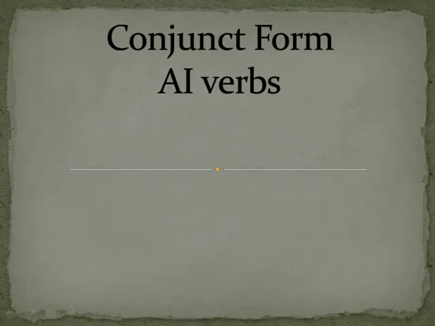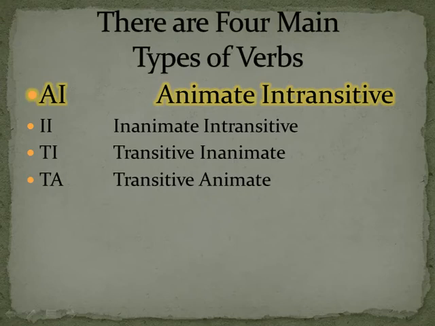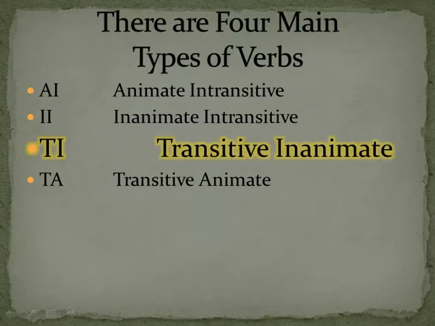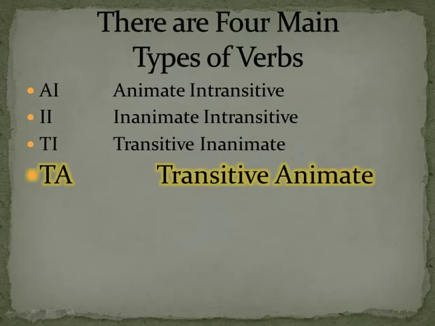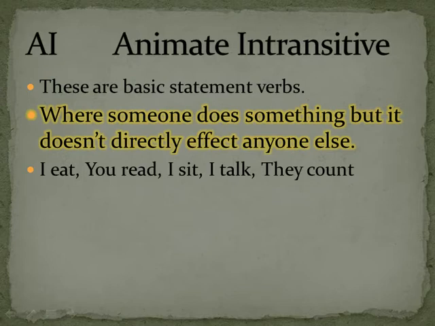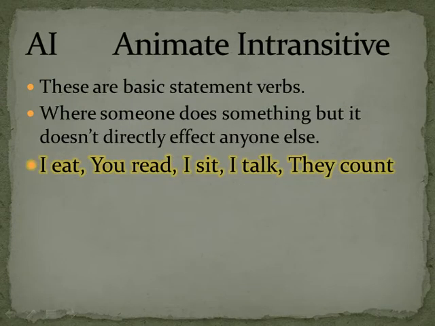Okay, the conjunct form with AI verbs. Again, there's four main types of verbs: animate intransitive (AI), inanimate intransitive (II), transitive inanimate (TI), and transitive animate (TA). AI verbs are just your basic simple statement verbs, where somebody does something but it doesn't really affect anyone else. I eat, you read, I sit, I talk, they count.